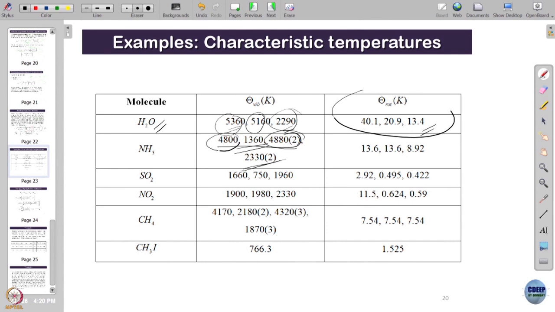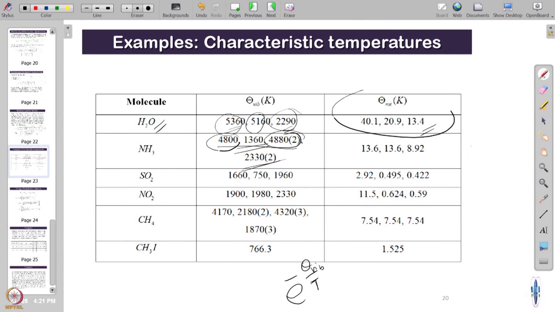But even then, these are pretty high temperatures. At room temperature, remember, the contribution comes as e to the power minus theta vibration by T. Since theta vibration is so large, at 300 Kelvin even this one is e to the power minus 4, and it will have 4 point something. These are of course much larger, so this contribution is minimum.